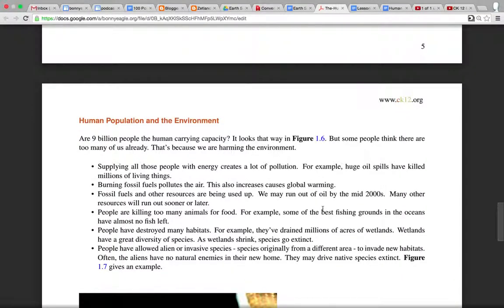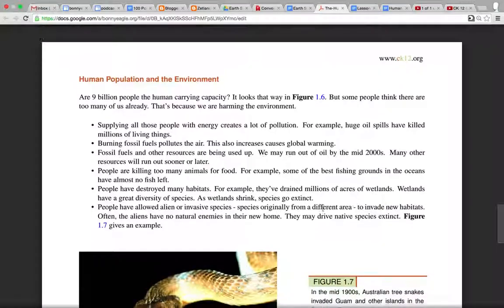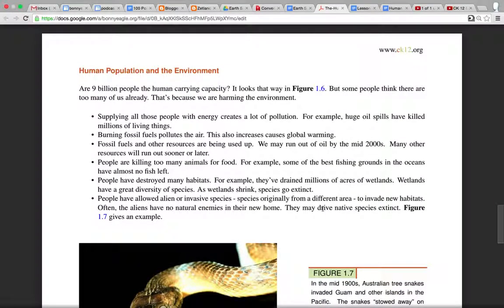It looks that way in figure 1.6, but some people think there are too many of us already. That's because we are harming the environment. Supplying all those people with energy creates a lot of pollution. For example, huge oil spills have killed millions of living things. Burning fossil fuels pollutes the air. This also increases global warming.